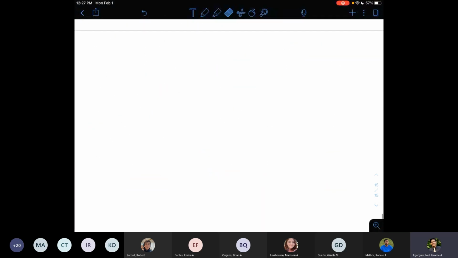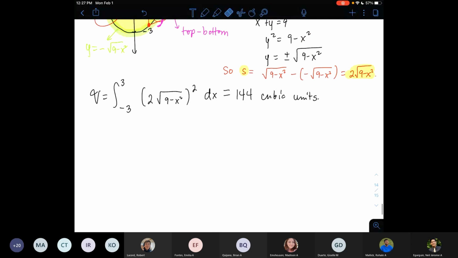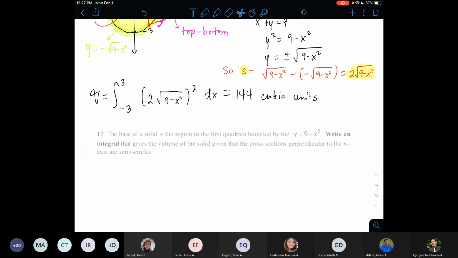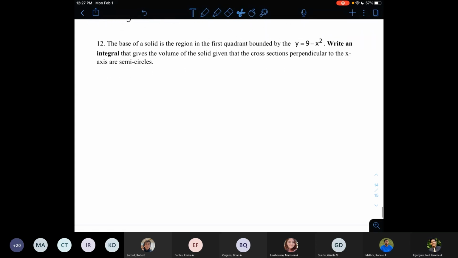Okay, let's do problem 12. So what do we need to find for problem 12? Problem 12 simply asks for an integral that gives the volume. So we don't need to calculate the volume. Once you have the integral, do not evaluate it unless you are specifically told to do so, to save time for, say, exams or quizzes. So take note for problem 12, I only need the integral. No need to evaluate, right?